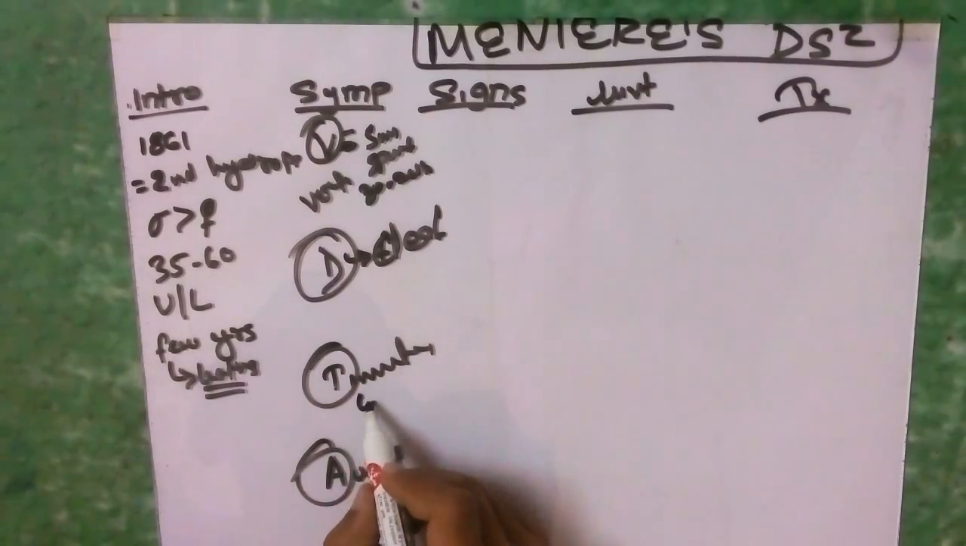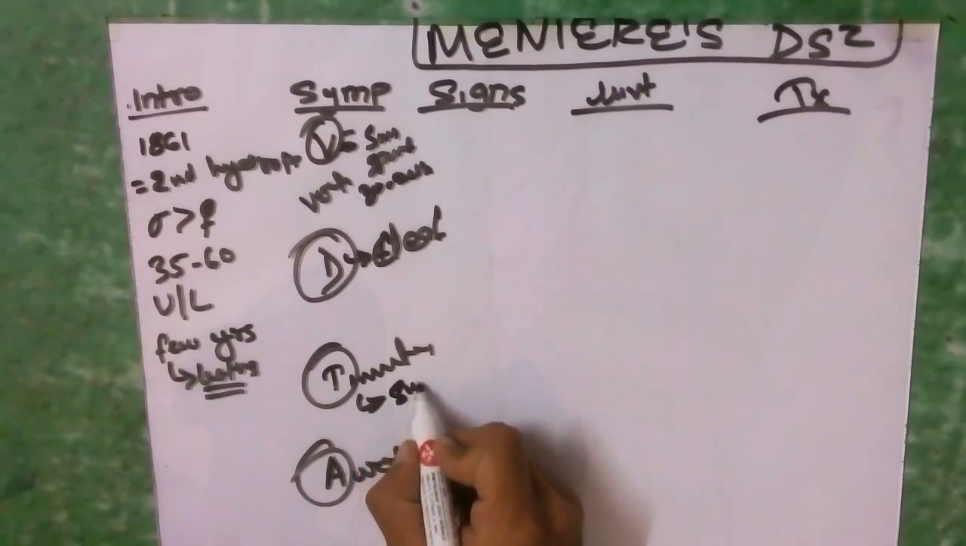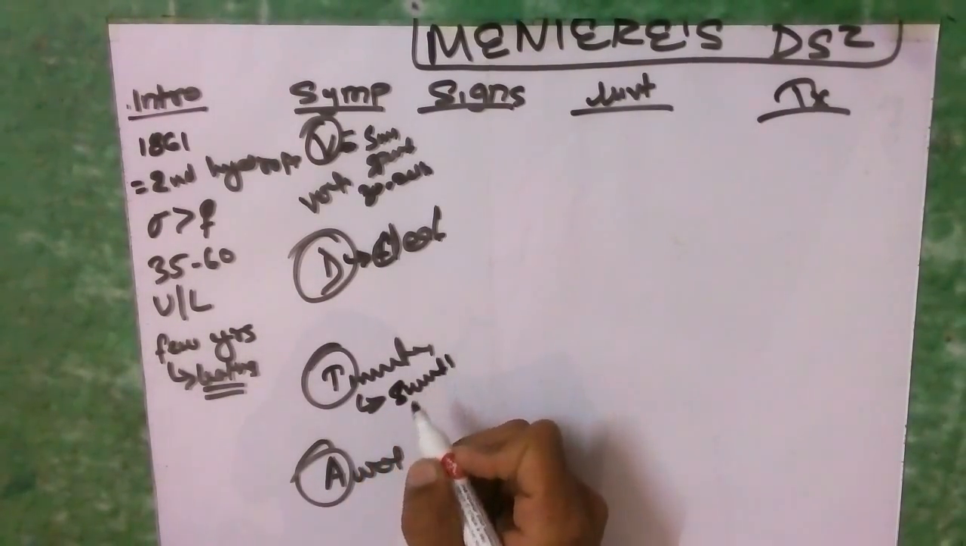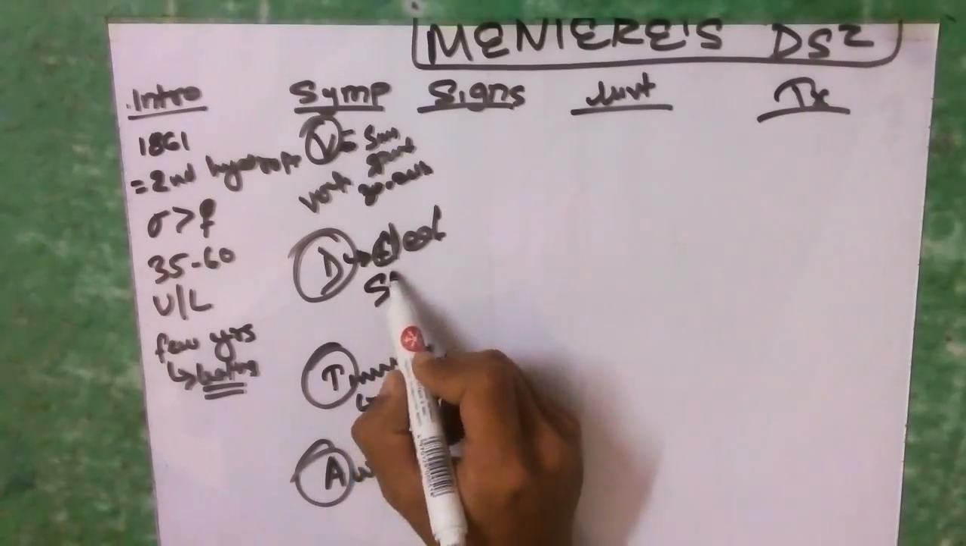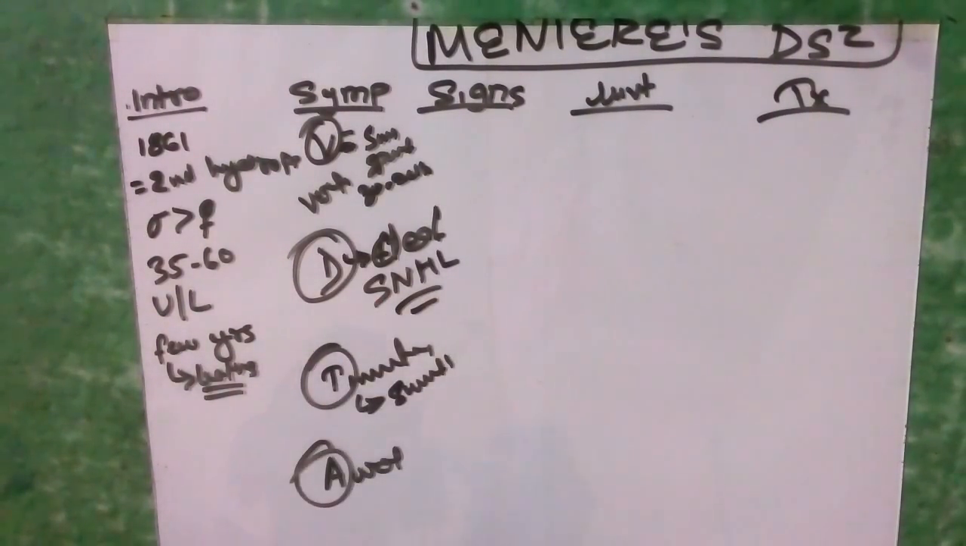And what type of tinnitus? It usually presents as a low pitched sound. A swishing type of sound is heard in tinnitus. And deafness is always sensory neural hearing loss. So this was all for the symptoms.